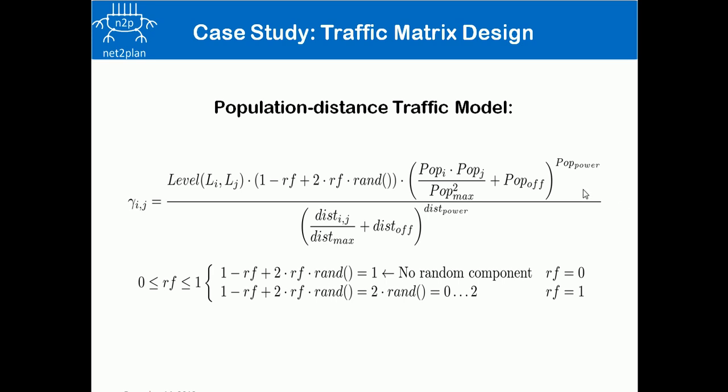In the population distance model, the traffic from node i to node j is calculated following this expression here, where level is an L by L matrix that allows introducing asymmetric traffic in the traffic generator. Pop i is the population of the node i, pop max is the maximum population, d ij is a matrix n by n with the distance between these nodes, and d max is the maximum distance. More information about this model and all its parameters is included in the user's guide of Net2Plan.